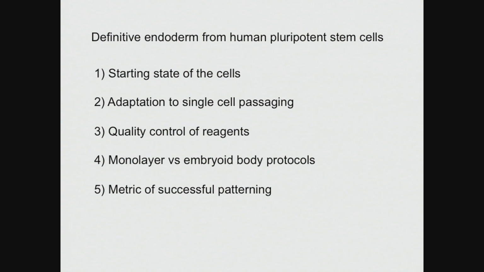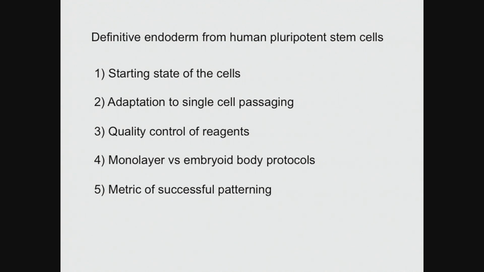Quality control of reagents. I'm just giving you a snapshot, but there's probably 40 or so reagents that you're going to use in a differentiation protocol. So if your protocol isn't working, there's a lot of troubleshooting to do. You have a choice between monolayer versus embryoid body protocols. We're going to show you the monolayer protocol. Both work. We just find the monolayer one is a little easier from a practical perspective.